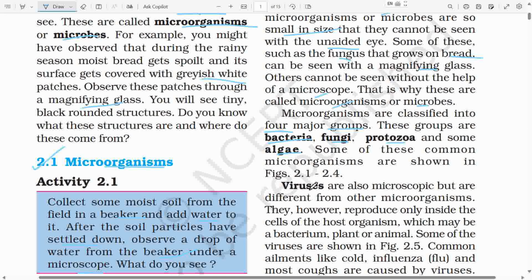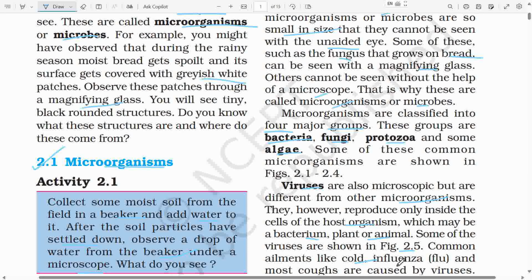Viruses are also microscopic but are different from other microorganisms. They, however, reproduce only inside the cells of the host organism, which may be a bacterium, plant, or animal. Some of the viruses are shown in figure 2.5.